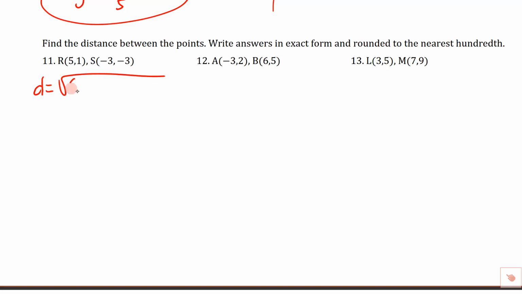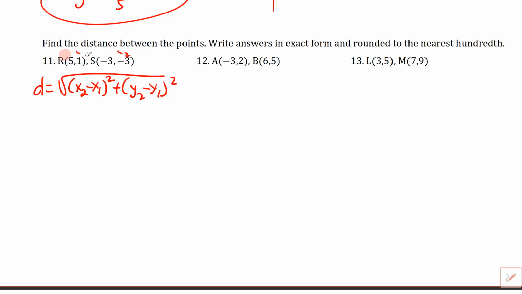D equals, we've got a big square root, and then it's x2 minus x1. Remember, on the slope formula, the y's go on top, so we do those first, and then the x's on the bottom. This is different. We're going to do the difference in the x's, and then we're going to square that, plus y2 minus y1 quantity squared. So again, this is x1, y1. This is x2, y2. And a common mistake for people to make is they put them in the wrong place, they mix them up, and they don't keep track of the minuses and the negatives. So here's what we're going to do on this one.